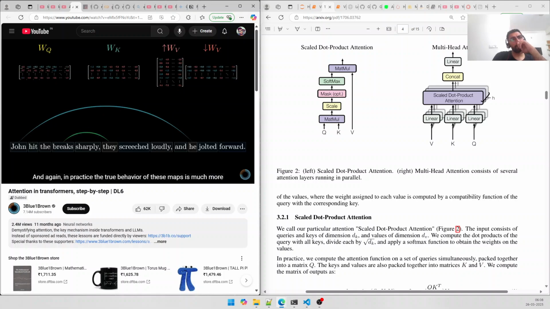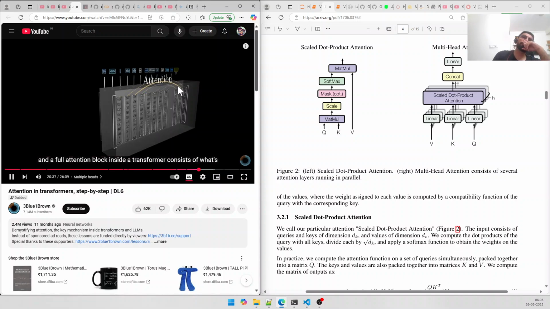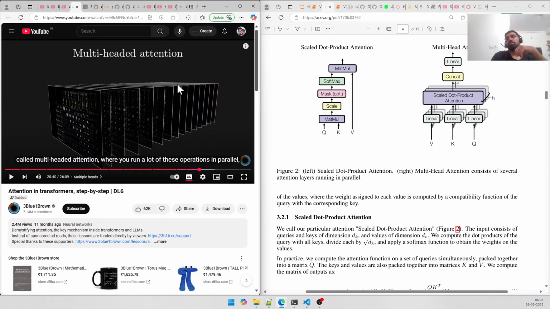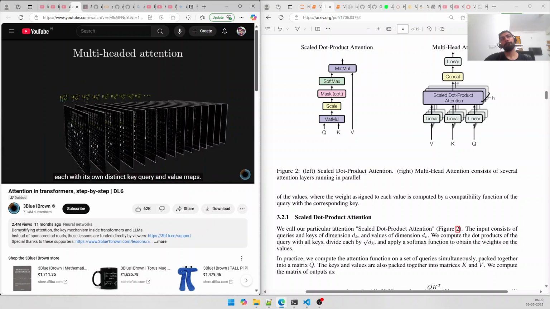And again, in practice, the true behavior of these maps is much more difficult to interpret, where the weights are set to do whatever the model needs them to do to best accomplish its goal of predicting the next token. As I said before, everything we described is a single head of attention, and a full attention block inside a transformer consists of what's called multi-headed attention, where you run a lot of these operations in parallel, each with its own distinct key, query, and value maps.